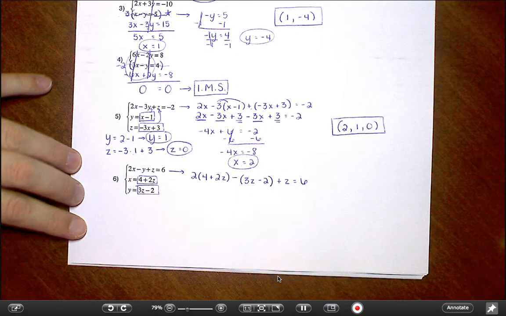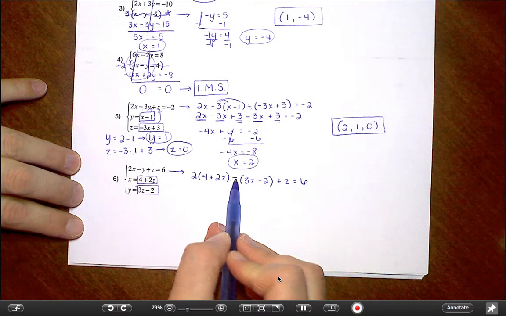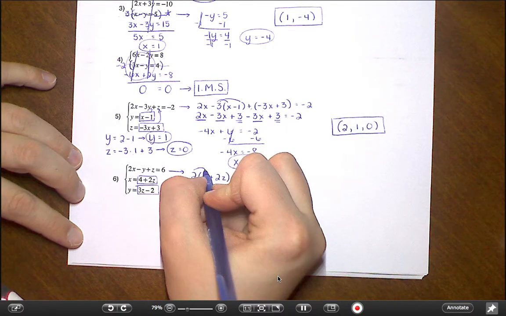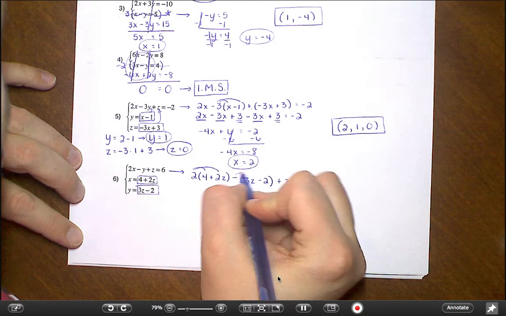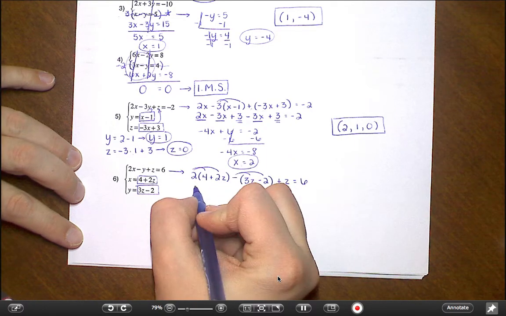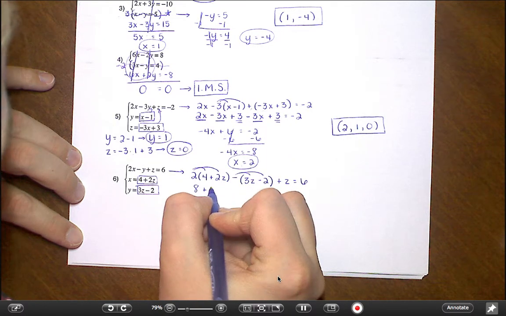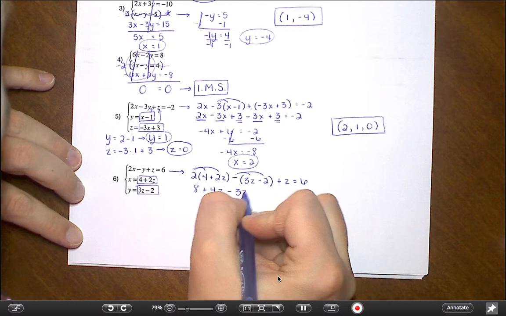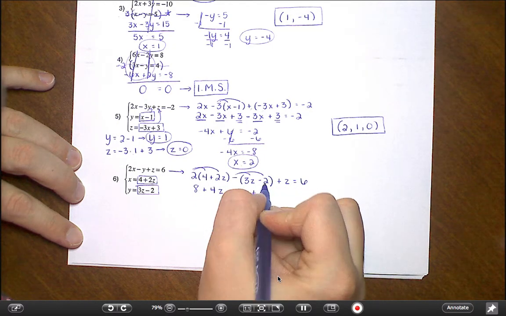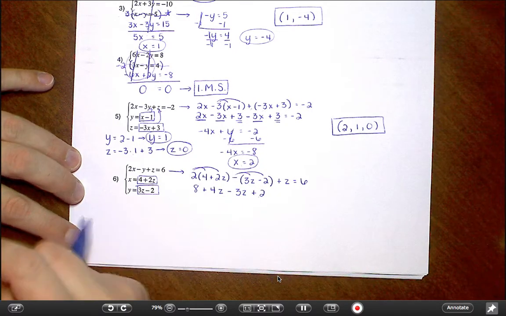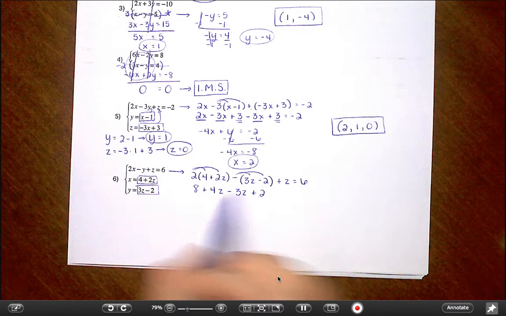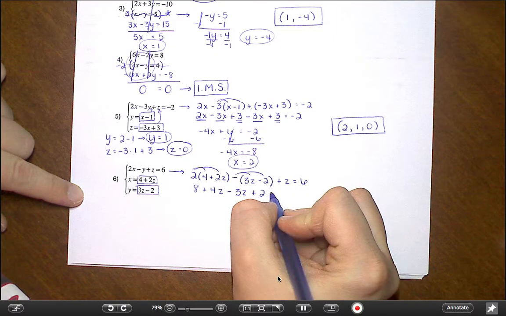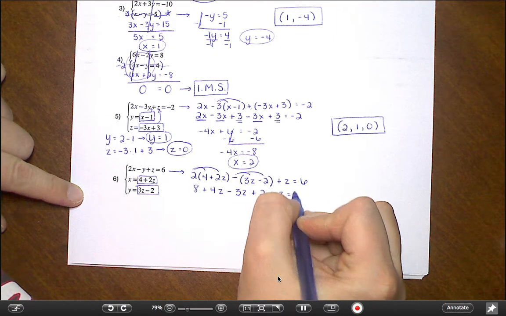So now there's that top equation, 2x minus y plus z equals 6. I'm going to distribute this 2, and I'm going to distribute this negative sign. So now I have 8 plus 4z minus 3z plus 2. And that plus 2 is going to be the thing that makes you get it wrong here, is that negative sign needs to make that into a positive. Plus another z equals 6.